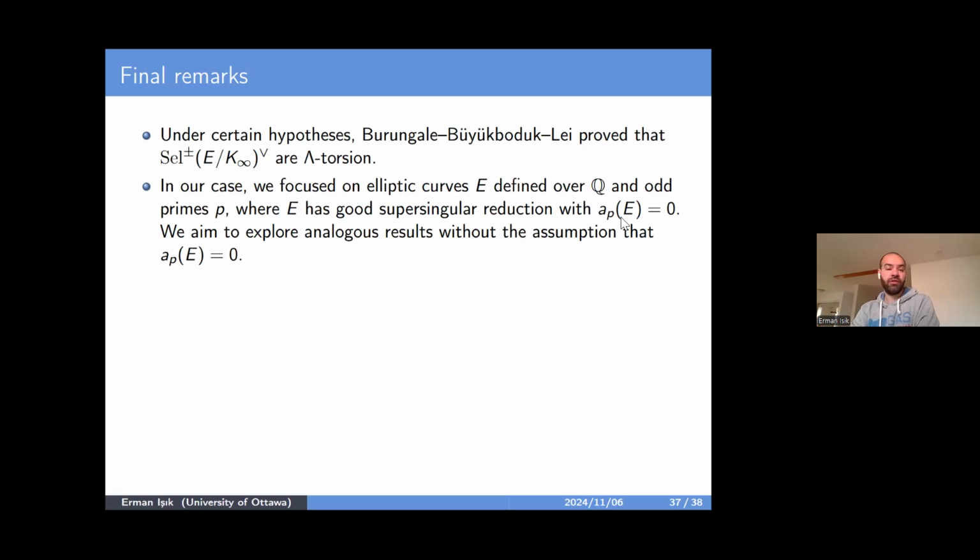And what we need to do for that is to study these local points, generalize them in a way that we can define Coleman maps and Selmer groups. So this is the main difficulty when we assume a_p is not 0.